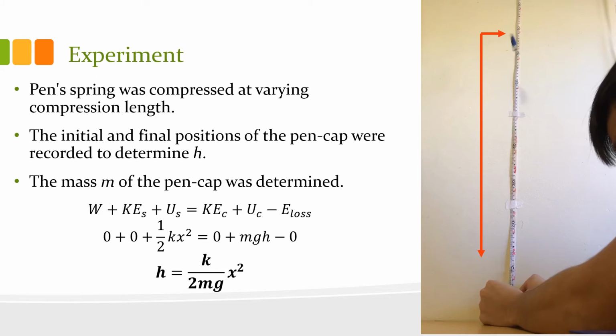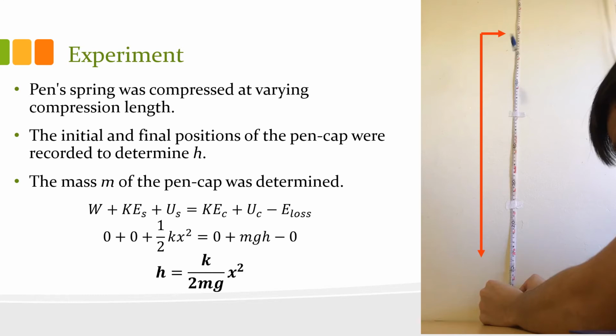Using the conservation of energy equation, the work plus the kinetic and potential energies of the spring is equal to the kinetic and potential energies of the pen cap minus any energy that is lost in the process. The work put into the system is zero, as we determine the initial position of the pen cap when the spring is already compressed. The kinetic energy of the spring is zero. The elastic potential energy of the spring is 1/2 k times x squared, as we mentioned earlier.